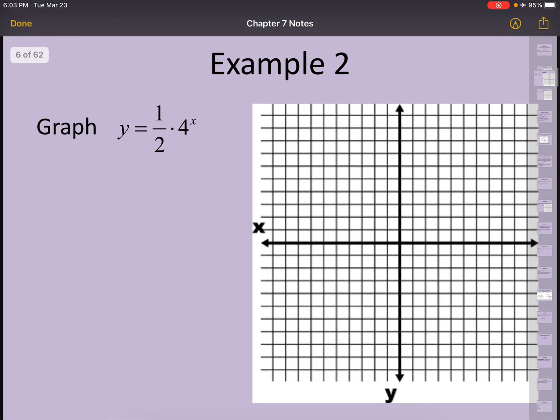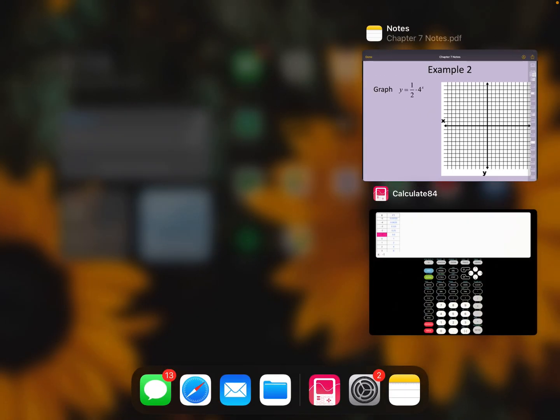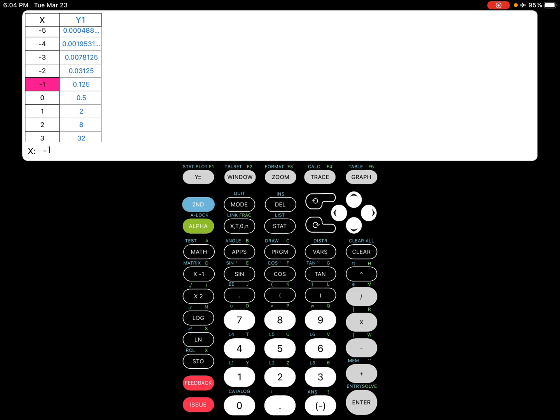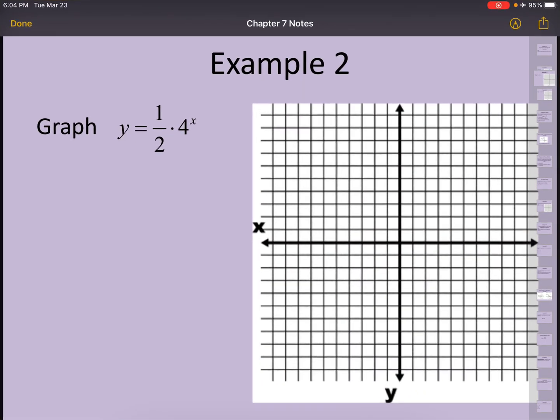Looking at our next one, we need to graph 1/2 times 4 to the x. So again, we're going to make a table of values by plugging this into y equals: 1/2 times 4 with an exponent of x. Second, graph it. And here we go, from -2 to 2 again.